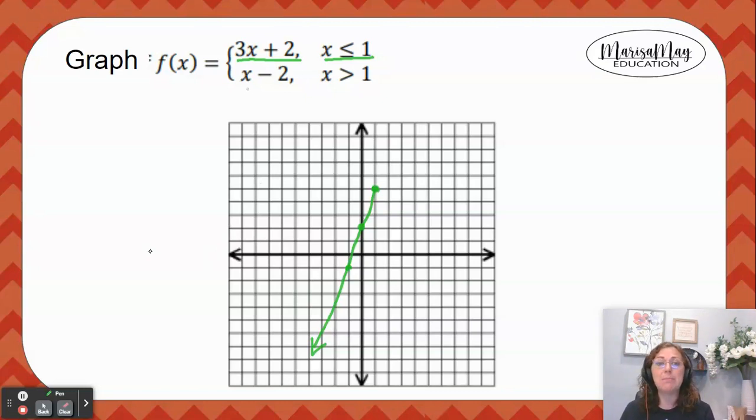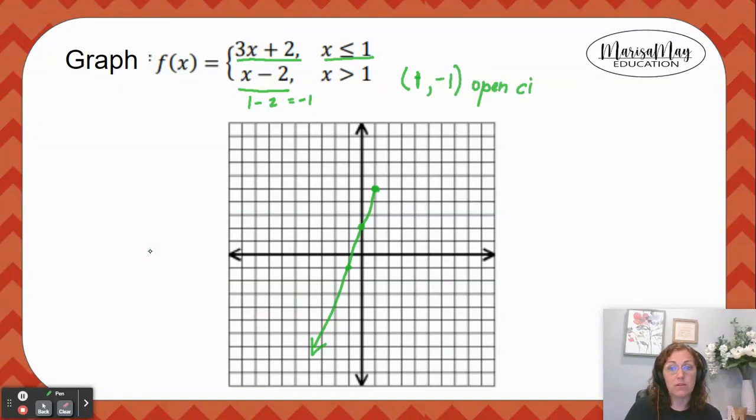Now let's look at the second piece. This is when x is greater than 1. So let's deal with what happens at 1 in this piece. So if x is 1 in this piece, 1 minus 2 would be negative 1. So we have a point at 1, negative 1, but it is an open circle. Because x can't actually be 1 in this piece, we can't put a closed circle on it.